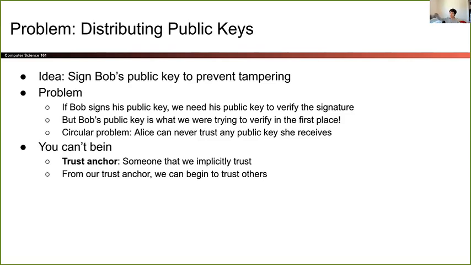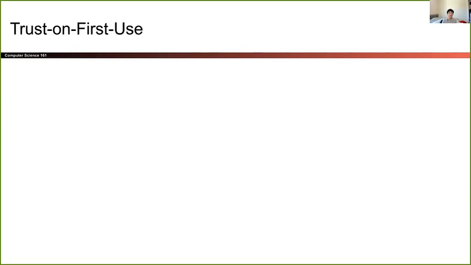Because we have a point of trust, we can begin to trust others because we implicitly trust that root anchor, that trust anchor. All right.